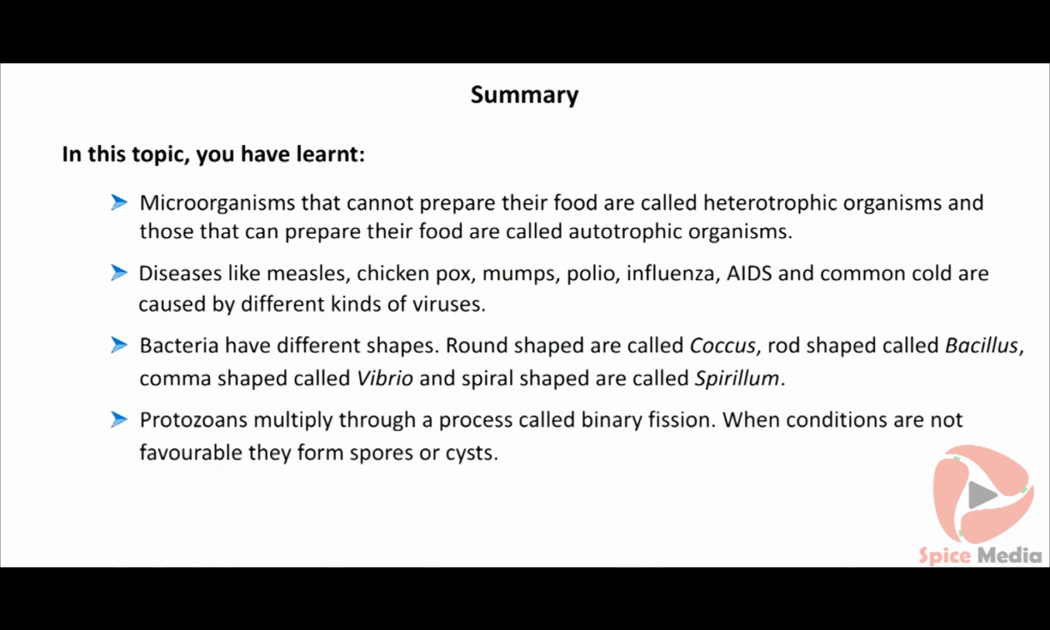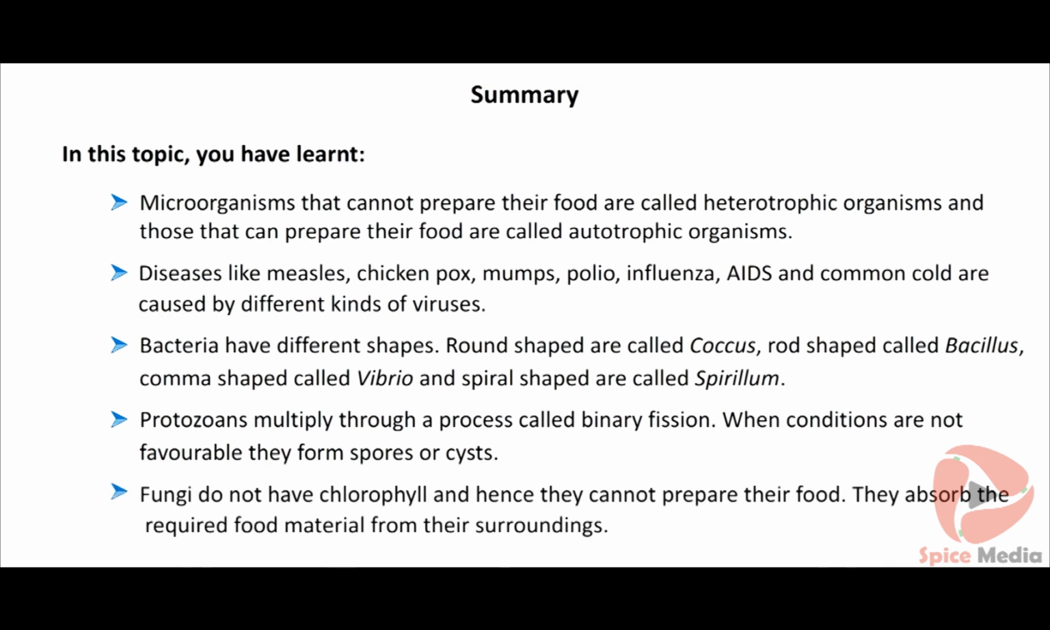Protozoans multiply through a process called binary fission. When conditions are not favorable, they form spores or cysts. Fungi do not have chlorophyll, and hence they cannot prepare their food. They absorb the required food material from their surroundings.